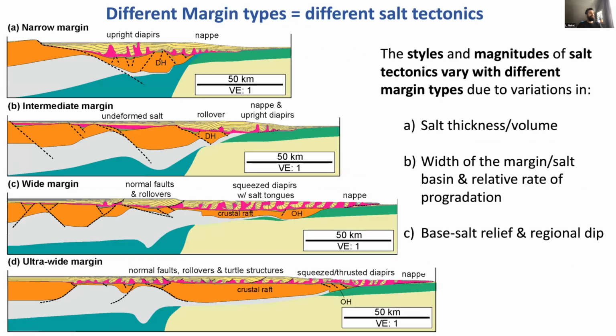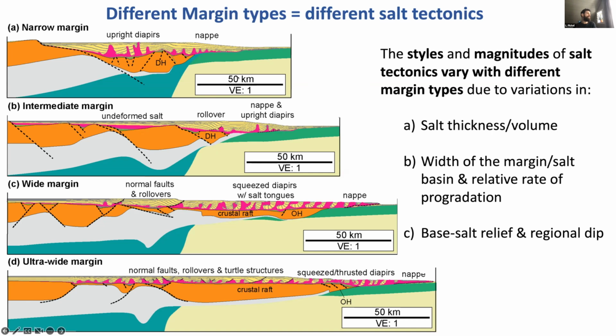So yeah, we can do these types of models for different margin types. You can assess different salt behaviors, rheological behavior, viscosities, and so on, and sedimentation rates, etc. So we can compare these if we keep everything constant and just vary the margin geometry. We see a lot of different styles of deformation, and these are basically controlled by the salt thickness and volume on each of those margin types, and also the dimension of the margin itself: the wider the margin is, the longer it takes for the sediments to cover and prograde over the entire margin. So you have this interplay between width of the margin, progradation rate, and also basal relief.